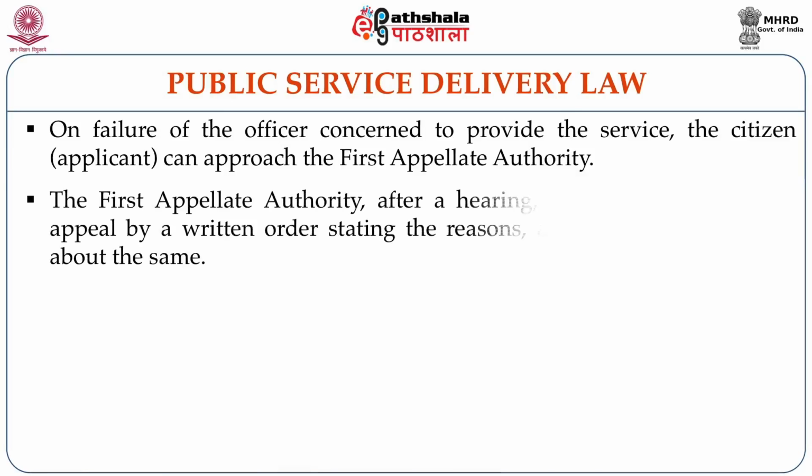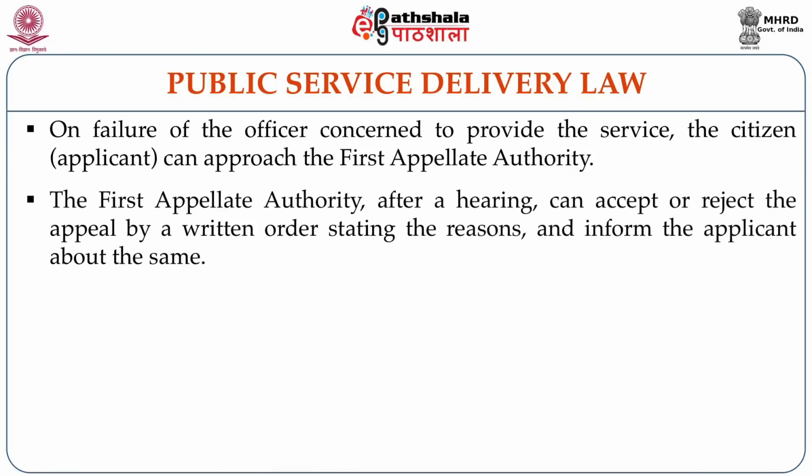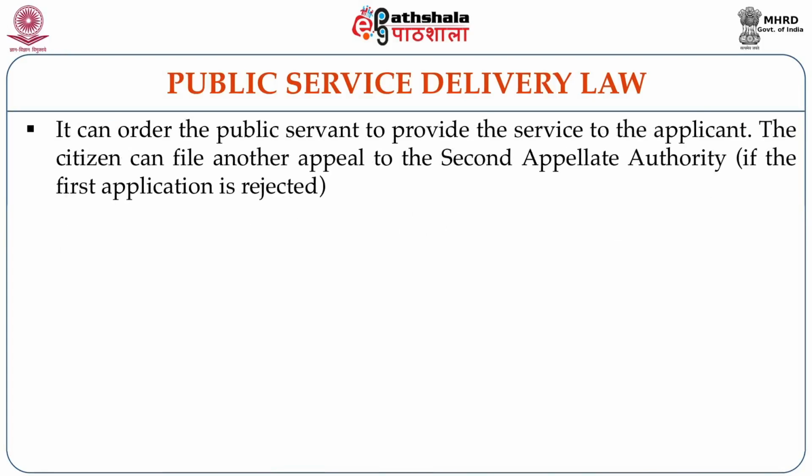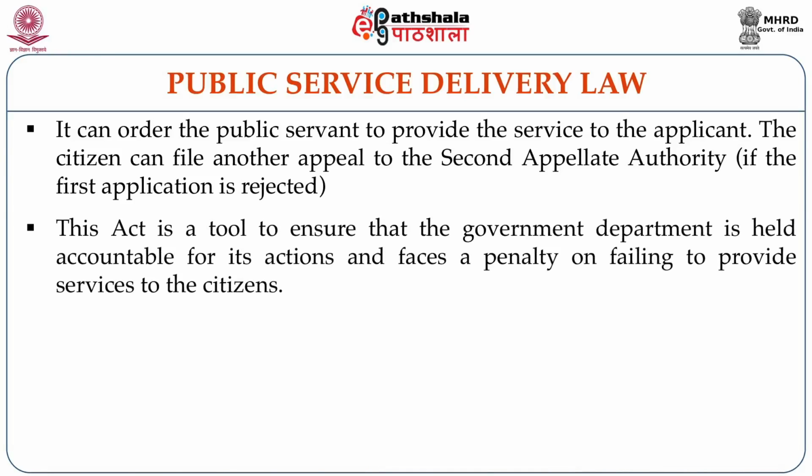in the law. The first appellate authority, after a hearing, can accept or reject the appeal by a written order stating the reasons and informing the applicant about the same. The law can order the public servant to provide the service to the applicant. The citizen can file another appeal to the second appellate authority if the first application is rejected. This act is a tool to ensure that the government department is held accountable for its actions and faces a penalty on failing to provide services to the citizen.